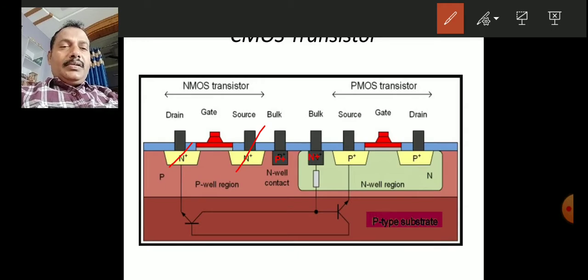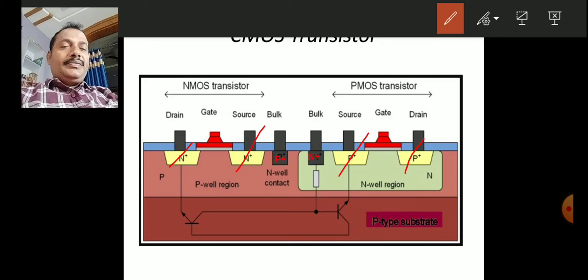And p plus, highly doped with holes, p-type impurities are induced into this, diffused into this, forming a p plus region in the n-well region.